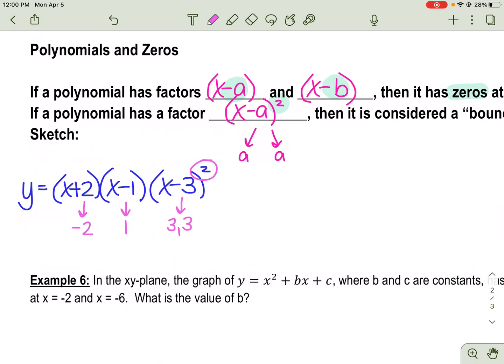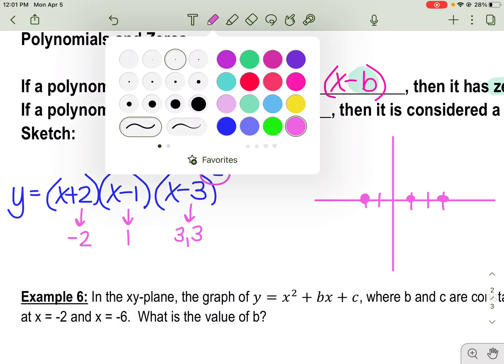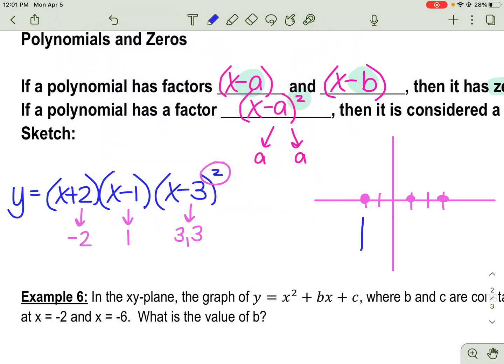Wherever those solutions are, that's where the graph crosses the x-axis. Let me draw my graph here. Since I have a solution at -2, my graph is going to cross there at -2. I have a solution at +1, so it's going to cross there. And then I have 2 solutions at +3. So here's what this would look like. It would go through and cross this point, come back down and cross this point, and then it's going to bounce at this one.